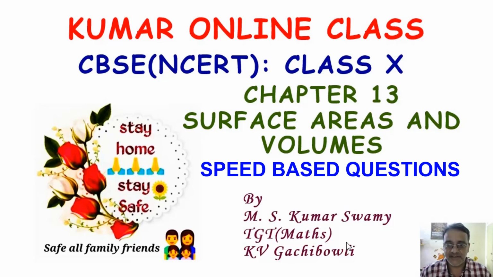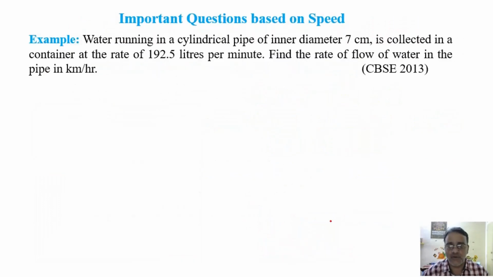Hello everyone. Today I'm going to start speed-based questions from chapter number 13, surface areas and volumes. Next, important questions based on speed. As in standard sample paper 1, a speed-related question is given, so I thought let us do some CBSE board questions. In the textbook we have 3 questions, one in an example and 2 in the exercise, and these are NCERT questions.